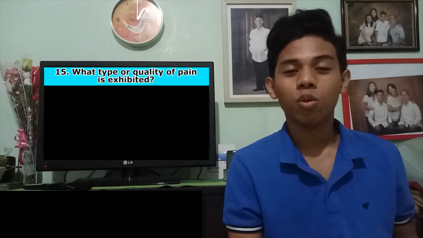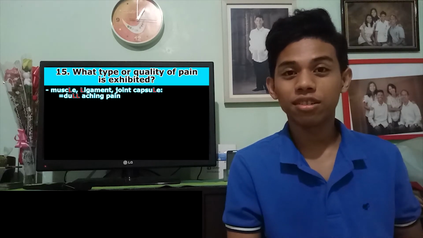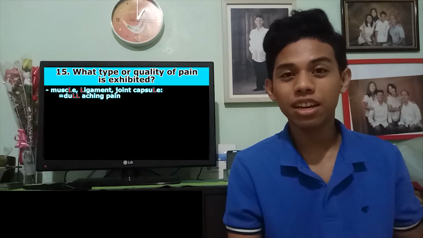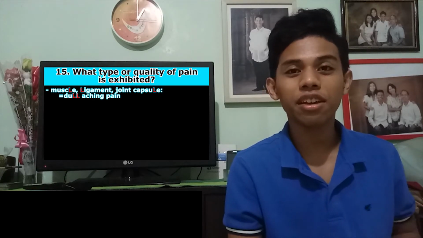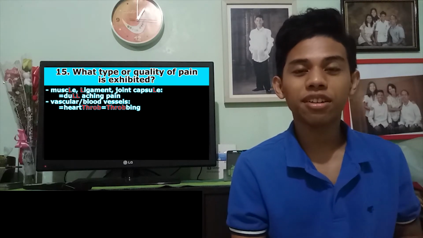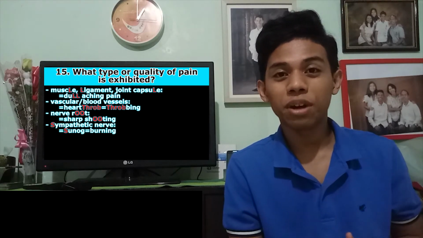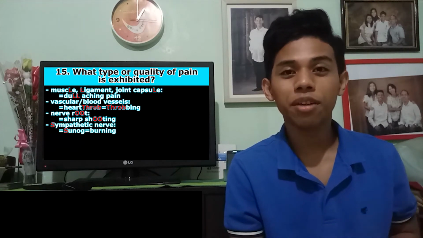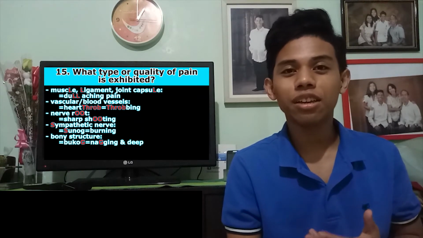Number 15. What type or what quality of pain is established? You see, different body structures may have their own type of pain. For muscles, joint capsules, and ligaments, these three have a similar type of pain, which is dull, aching pain. For vascular or the blood vessels, the type of pain is throbbing. For nerve root, it is sharp shooting pain. For sympathetic nerve, it is burning pain. And for bony structure, it may be deep and nagging pain.